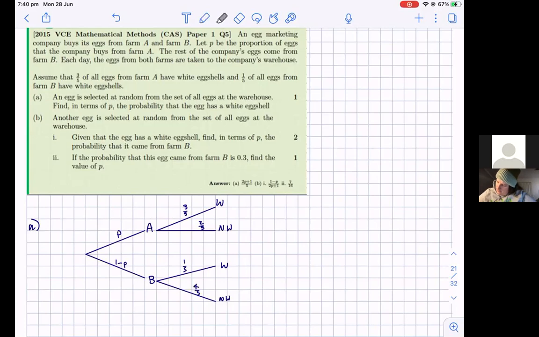Total probability that we're going to get a white egg is a white egg from farm A or a white egg from farm B. So we've got P times 3/5 plus 1 minus P times 1/5. So we've got 3P on 5 plus 1 take P on 5. So we've got 2P plus 1 on 5.